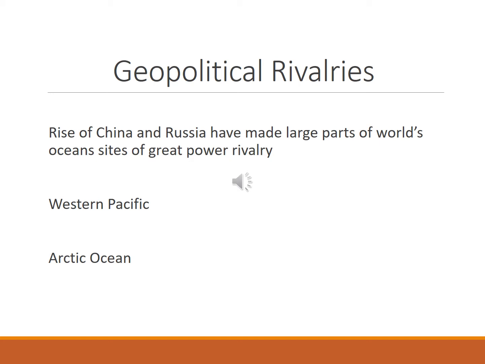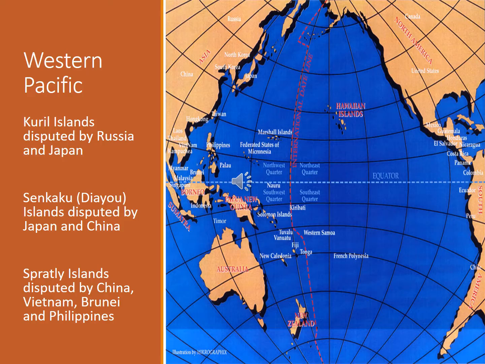Here we can focus on the Western Pacific with regards to China, and with regards to Russia, we can focus on the Arctic Ocean and the emerging ability for states to exploit the resources of the Arctic Ocean due to the melting ice caps. When we talk about the rising China, notice that here the Pacific Ocean is the primary source of tension.